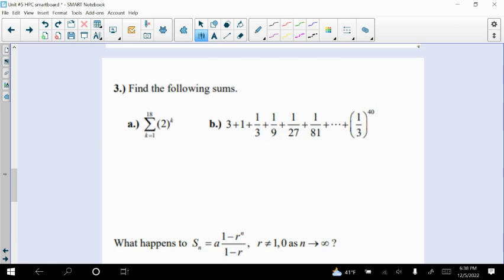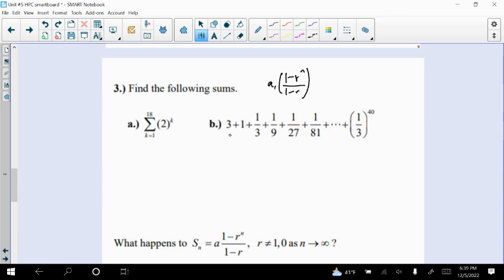It's very countable. And so when I have a finite geometric sequence, remember I can sum it up by saying it's the first term times 1 minus the common ratio to the nth power, divided by 1 minus the common ratio. And again, how do I know it's geometric? Are you multiplying by a common factor?